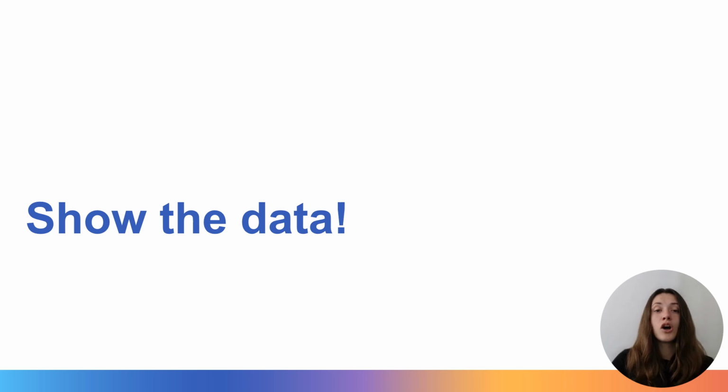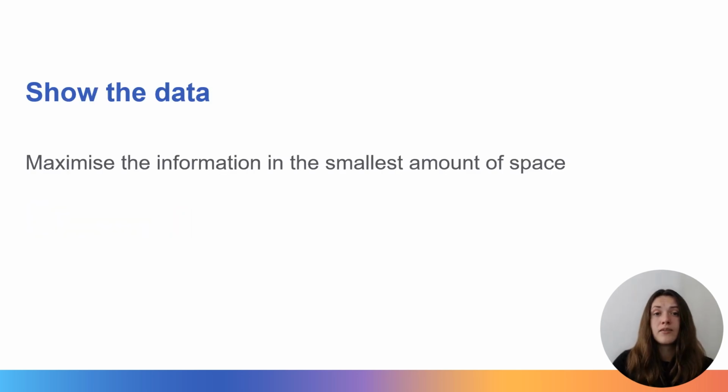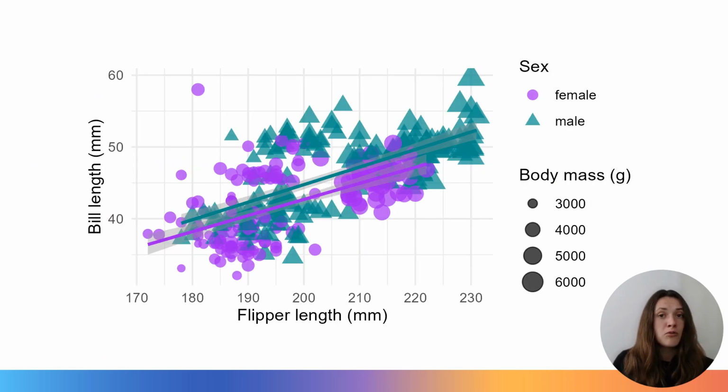First, we must make sure that we show the data. We want to show as much information as possible, maximizing the amount of information given in the smallest possible space. But don't get me wrong, that doesn't mean show all of the data. In fact, overloading a plot can actually lead to confusion. Here we have 4 variables all shown on the same graph, and it is hard for the reader to understand what the important message is that they're supposed to be getting from this plot.